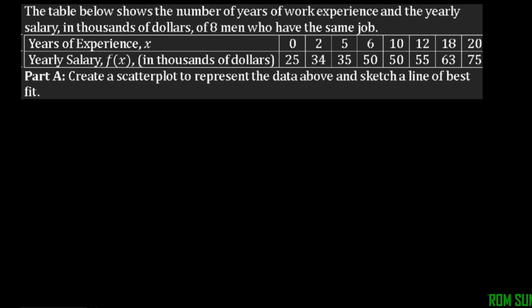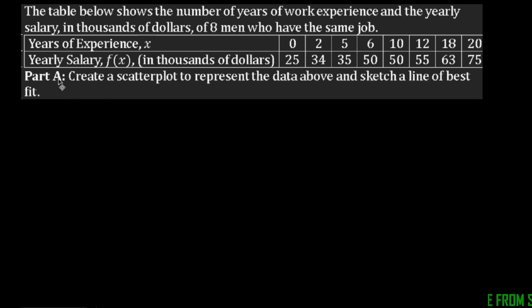In this video, working on those capstone question practice problems, we're now on C2PI1, talking about some scatter plots. It says, for this problem, the table below shows the number of years of work experience and the yearly salary in thousands of dollars of 8 men who have the same job. It gives you a table for x values and then gives you the yearly salary for f of x, which is the same as y in thousands of dollars, and gives you some values there.